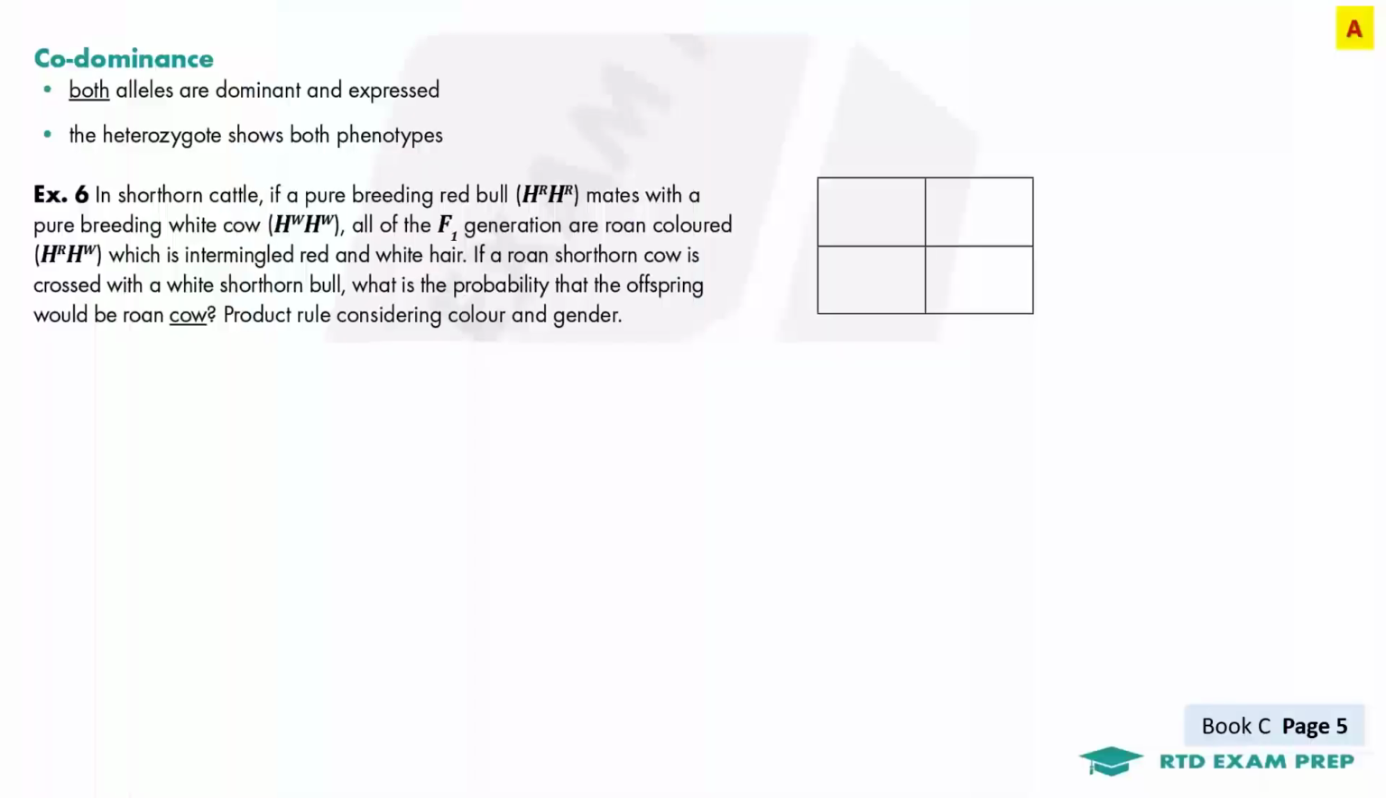The second example is codominance, where both alleles are expressed at the same time. As it notes, the heterozygote is when we see both being expressed. In shorthorn cattle, if a pure breeding red bull mates with a pure breeding white cow, they all produce roan, which is both red and white hair expressed equally. It kind of looks like a rusty color because of the red and the white intermixed equally throughout the hair.